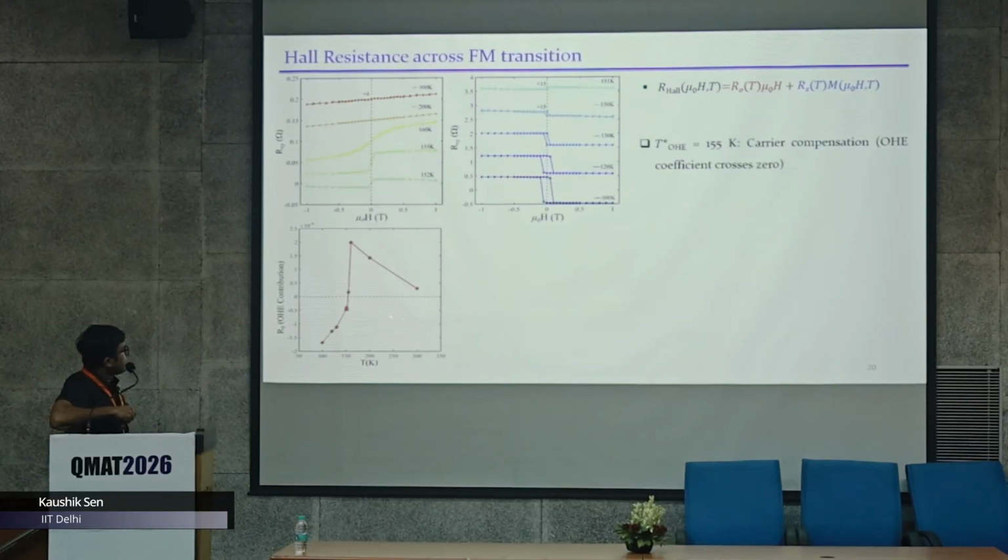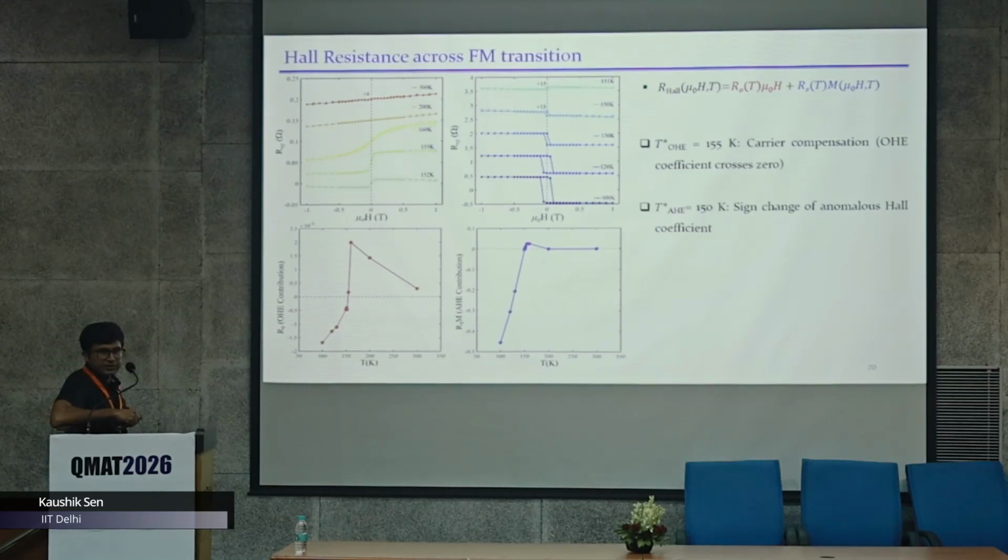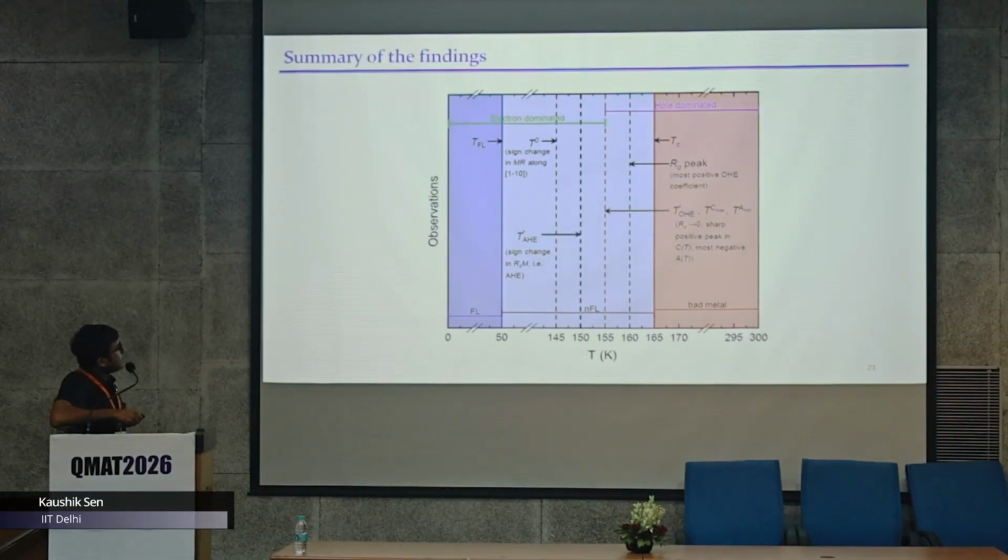We plot the ordinary Hall effect coefficient. So this is positive near the paramagnetic phase, and it becomes negative in the ferromagnetic phase. So this hole-dominated contribution changes to an electron-dominated contribution, and the transition is around the ferromagnetic transition. And the anomalous Hall part is also changing its sign and becomes very strong below the ferromagnetic transition. There is a sign change. So overall what we are seeing, this is basically our observation, and this is the temperature scale, and the temperature scale is centered around the ferromagnetic transition.